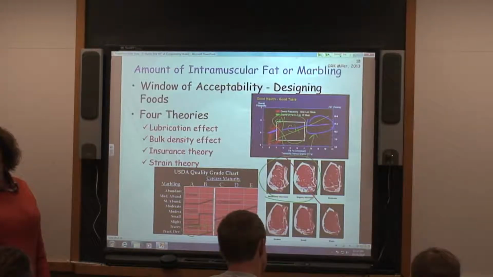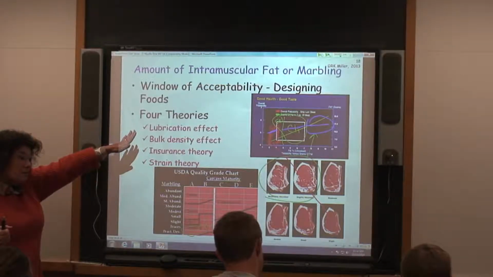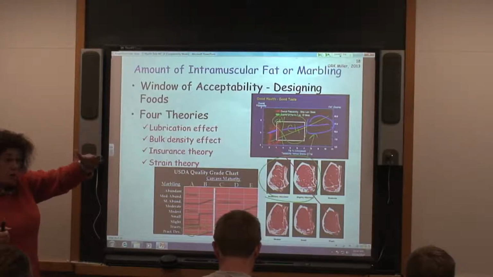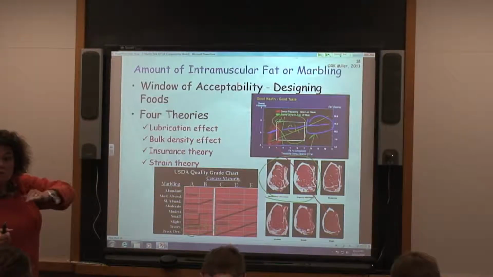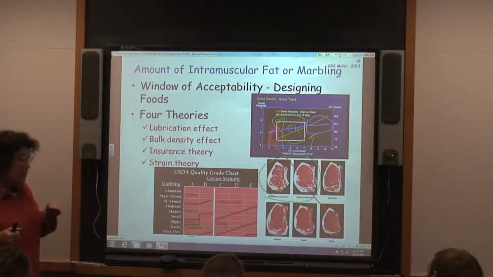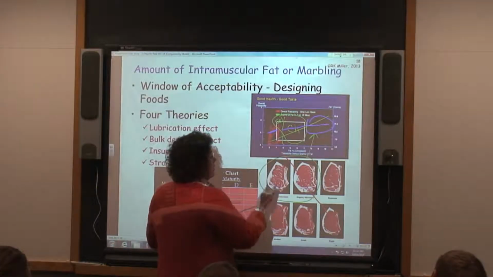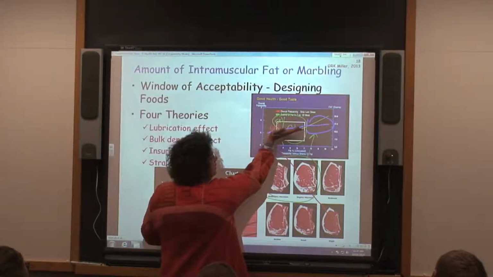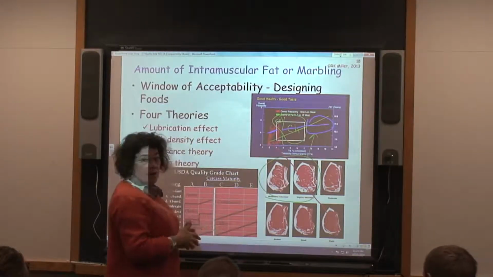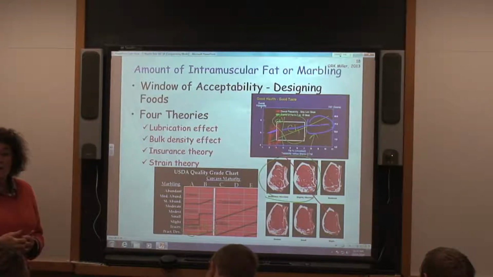So that sounds great, doesn't it? It looks good, nice lines, slopes are there, we increase marbling, we increase palatability. But the slopes aren't linear, are they? This is a steeper slope, then it levels off, then it levels off more, meaning that it's not linear.